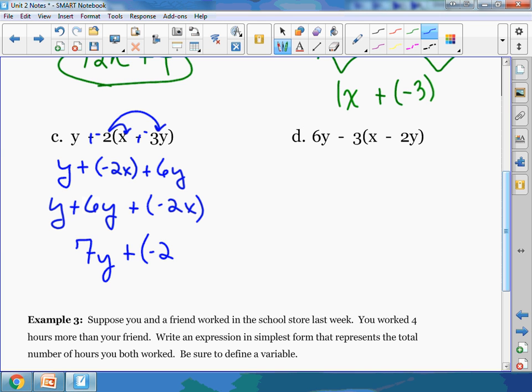Yeah, I was looking, when I went around, I was correcting some, I forgot that was a 3y there. So I think I told you 4y would work, but that wouldn't work. It was 7y. So I'm sorry for those of you that said, yeah, that's good. It should be 7y plus a negative 2x.